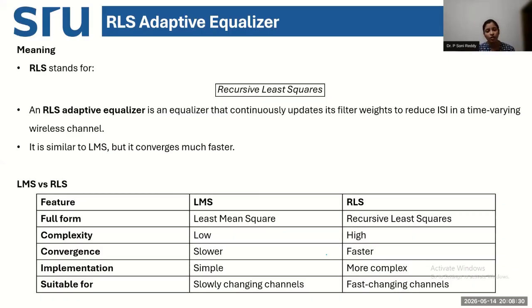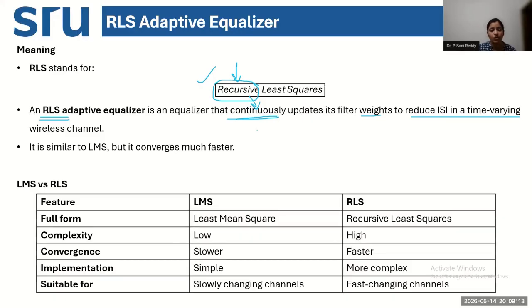Now there is one more adaptive equalizer in your syllabus, which is called the RLS adaptive equalizer. RLS means recursive least square adaptive equalizer. This is one more algorithm basically. In this case, recursive means you are doing one process repeatedly, continuously, always. So adaptive equalizers with the RLS algorithm are continuously updating the value of the weight in order to reduce the ISI for the time varying channel. Continuously means recursively, always. They are always updating the value fast.